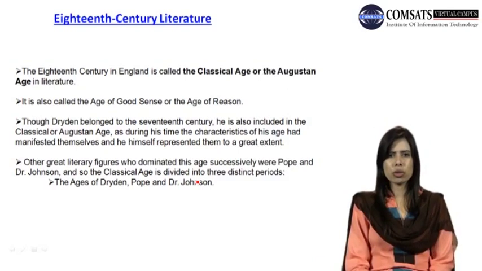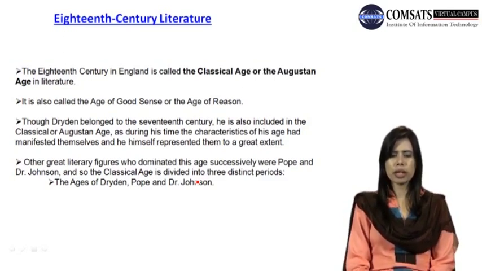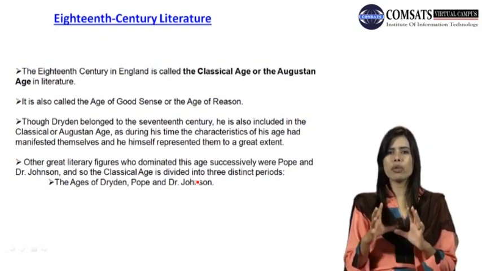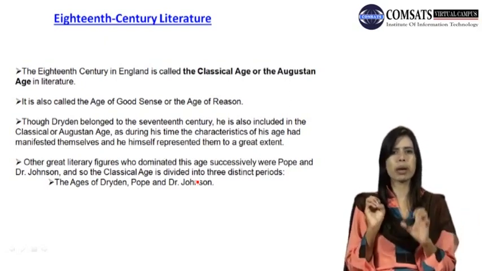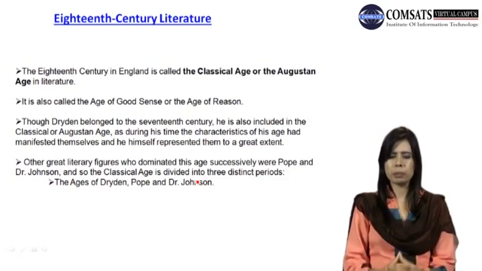The Classical Age or the Augustan Age, so these are the different names of the literature that was there in the 18th century. It is also called the Age of Good Sense or the Age of Reason. Fine. So if you find this kind of question, what do you mean by Age of Reason? Basically that is about the Classical Age or the Augustan Age. Why is that called the Age of Reason? We'll study about it in detail.